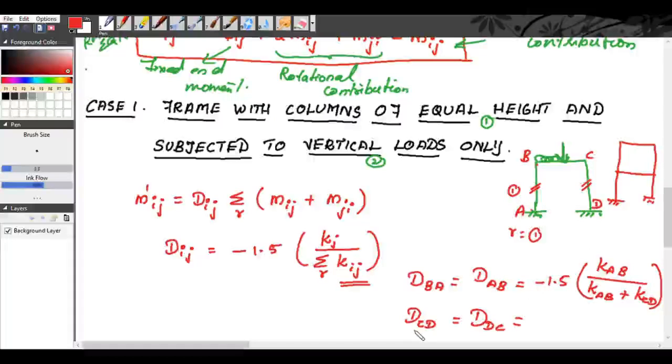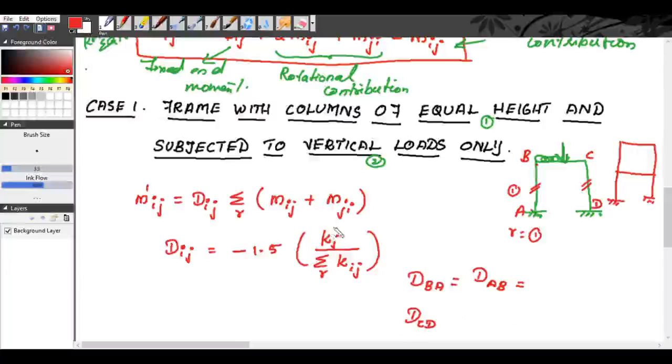Similarly, displacement factor for CD and DC will be equal to minus 1.5 into stiffness factor of CD divided by KAB plus KCD. So that is all for case 1. Now we will move on to case 2. So for case 1, you have to remember these things. Only if you remember these formulas, you will be able to proceed with Kani's iteration table for portal frames with side sway.